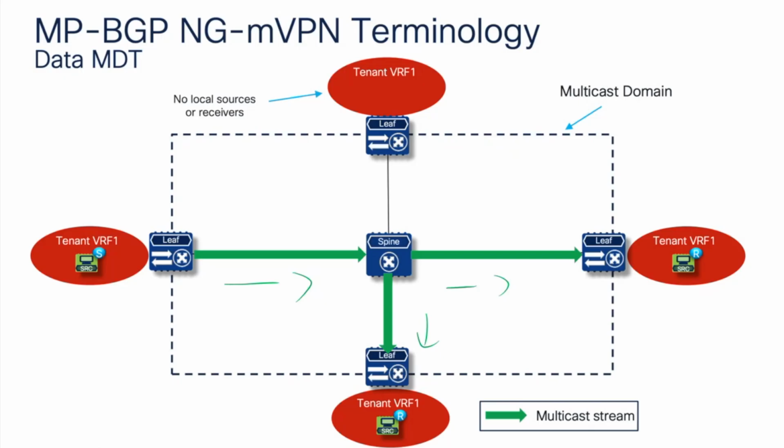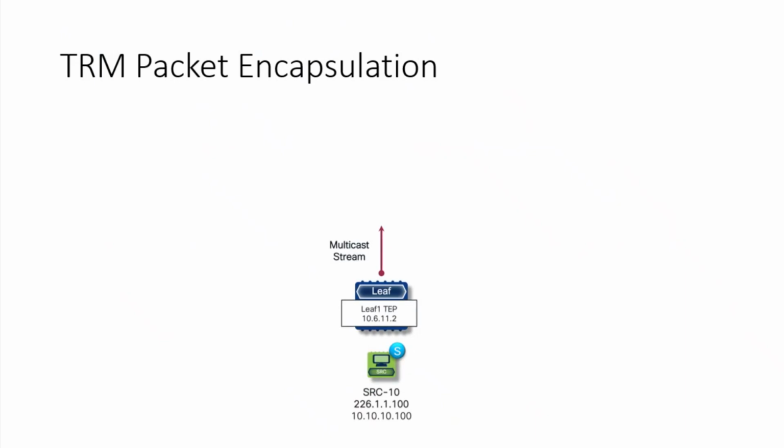But in default MDT, understand it like this. Let me go here: TRM packet encapsulation. So first of all, what we are trying to do here, let me just draw a fabric. A simple 3-node fabric. This is my spine. These are leaf. I'm writing L1, L2, L3. They are not layer, they are leaf.